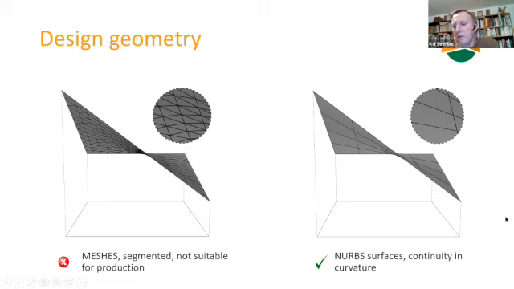If you have a NURB surface, you have a mathematically defined surface. So on each point on the surface, you have one normal direction. And if you have a tool running over this kind of surface, you will have a continuous flow and change of angles and everything, and you will get a much, much better quality in the production later on.